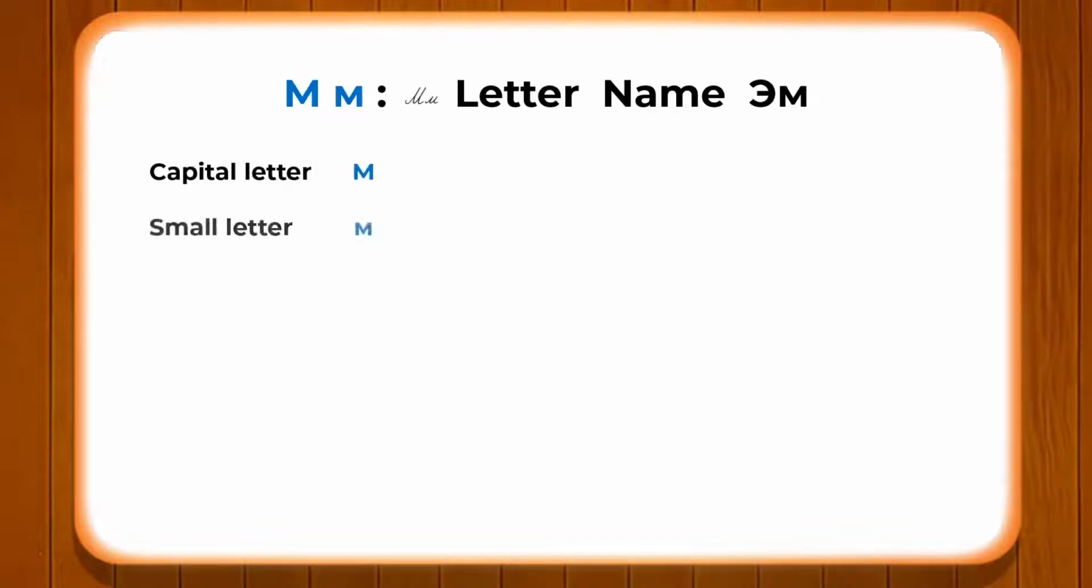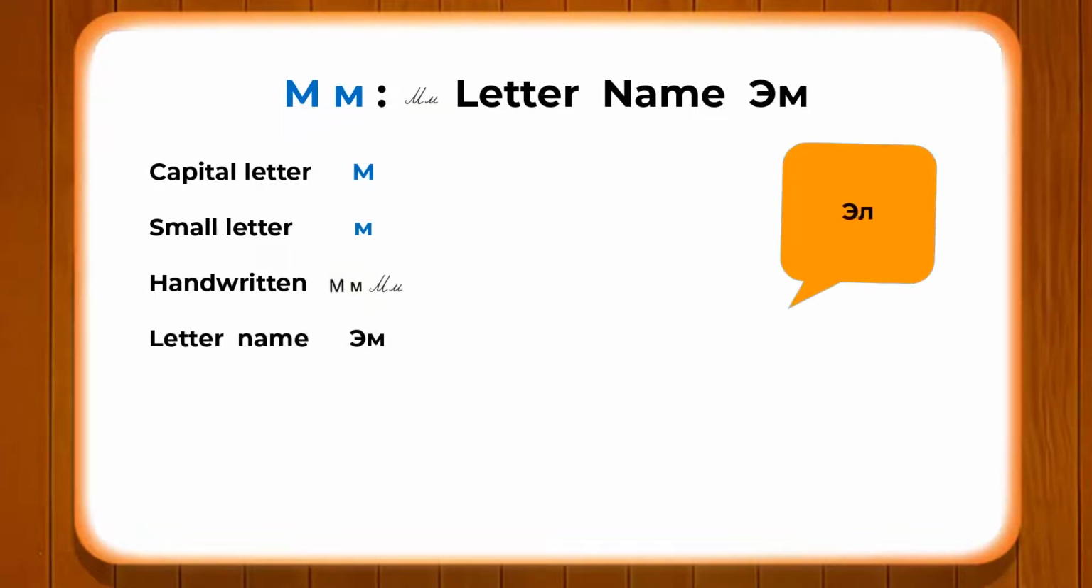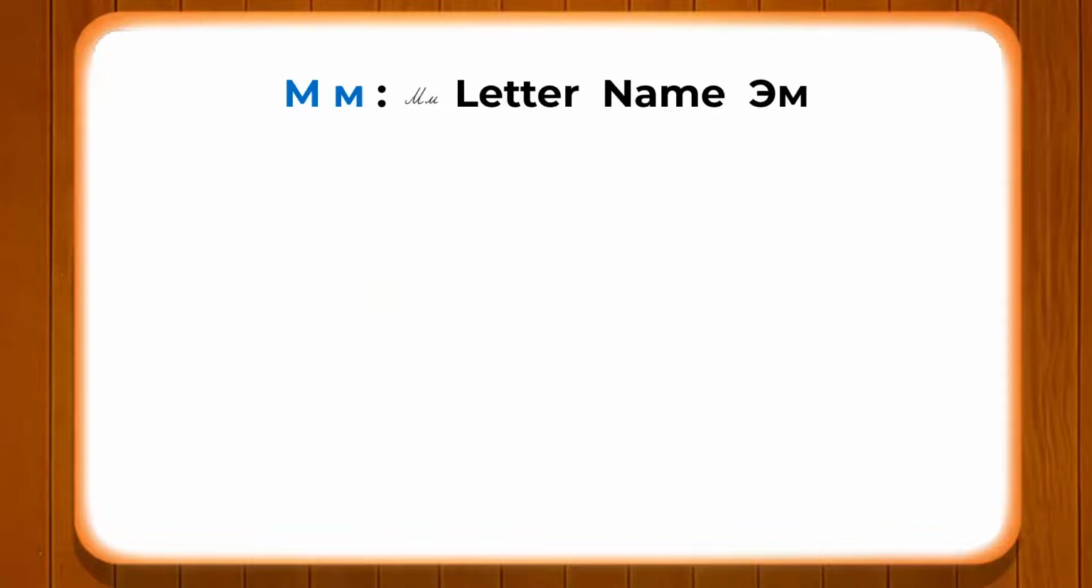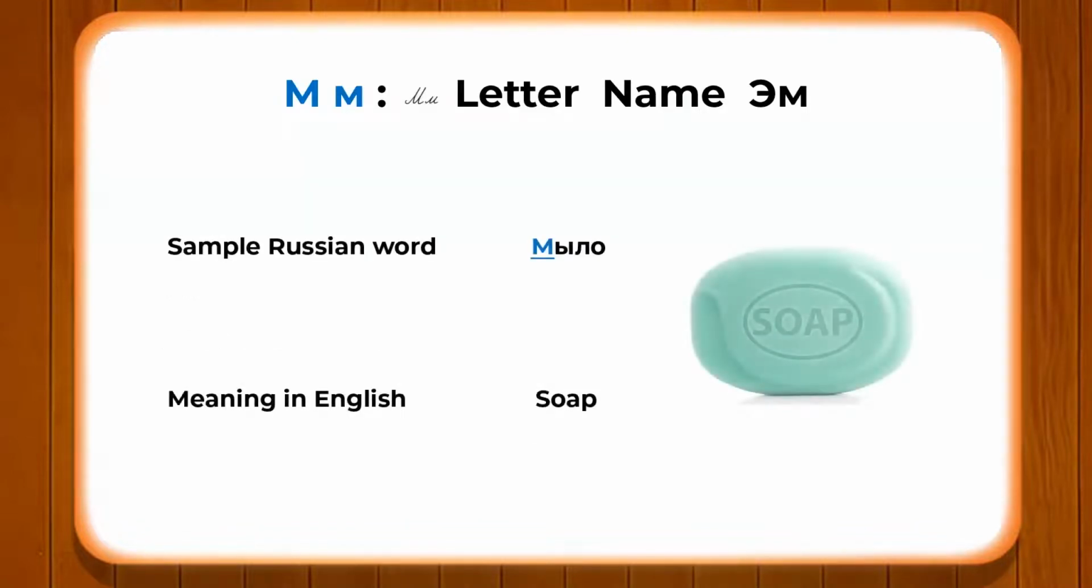The letter's name is M. As we have used an English approximation, the word is mute. A sample Russian word which we have used here is mila, which means soap. Now, we will go to the next letter.